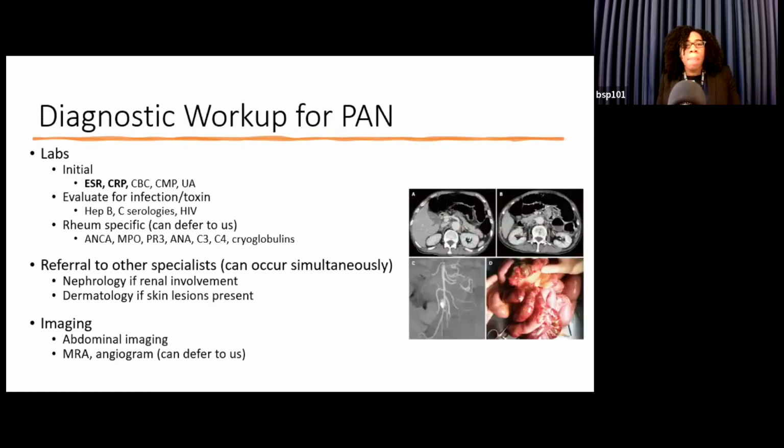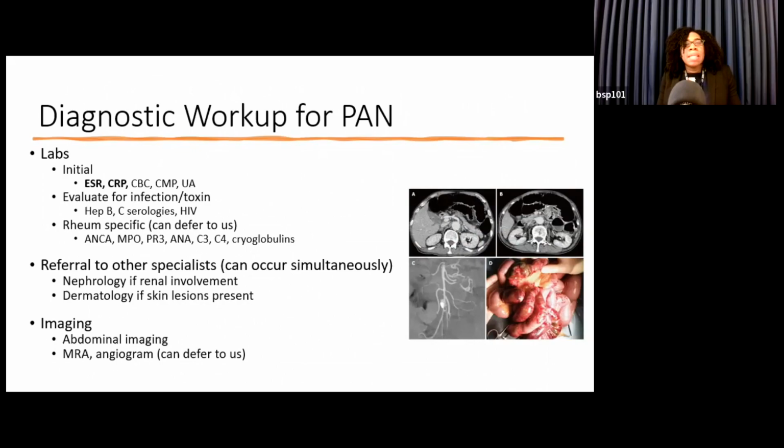So how do we work up PAN? Once again, we want to get labs, in particular inflammatory markers, CBC, CMP, as well as UA, since there can be kidney involvement. And something that we've noticed over the years is that this disease is commonly associated with hepatitis B and C. So checking for those as a part of your initial workup is very helpful. And then HIV as well.